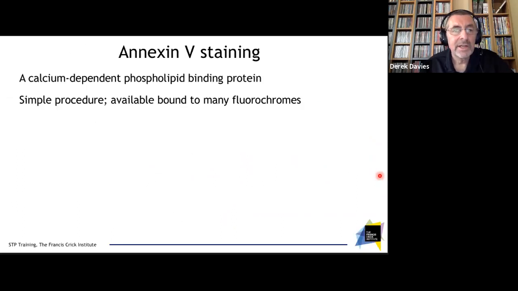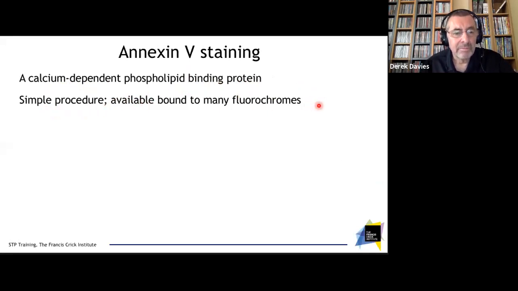So annexin is a protein. It's not an antibody, but it's a protein. Now, because it's a protein, it means that I can buy it bound to, again, any fluorochrome that I can potentially measure on my flow cytometer. So it's very flexible. One thing about it is it's calcium dependent. The binding of annexin to phosphatidylserine is very dependent on a reasonably high level of calcium. So that means that we need to run it in a special buffer. However, it's relatively simple, so that's a good thing.